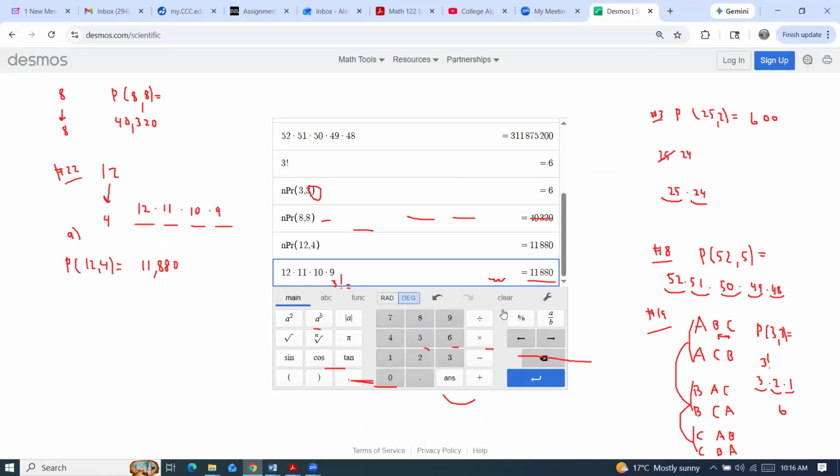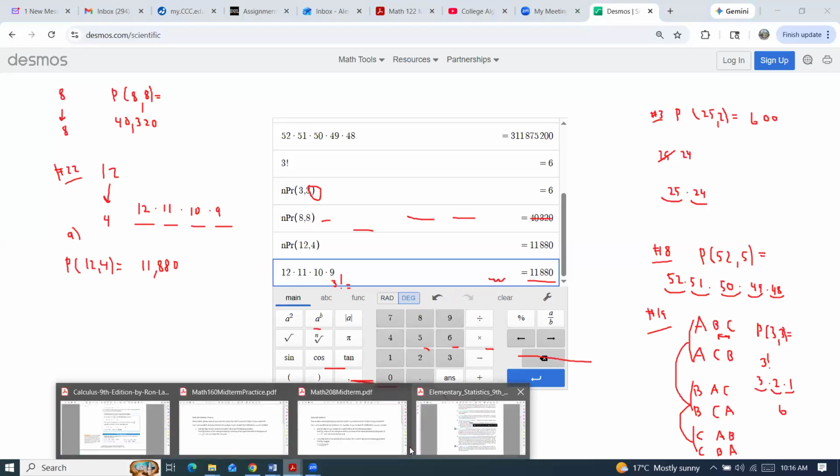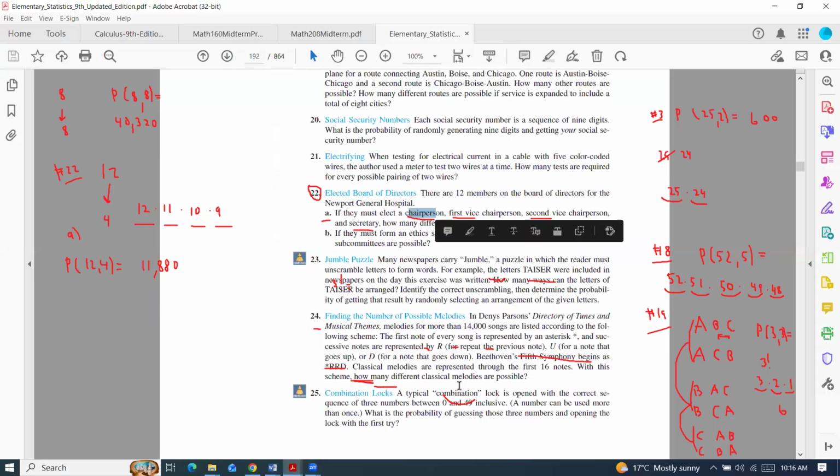So we have the same 11,880. And that's our first part. So we basically select 4 people, but then we start to permute those people. What does that mean? Well, I select a group of 4, and then it makes a difference if you're a chair or if you're a secretary, right? So there are some ways of permuting them.